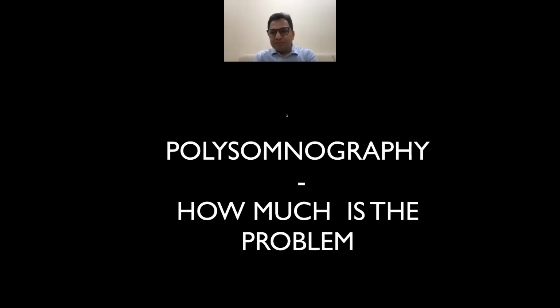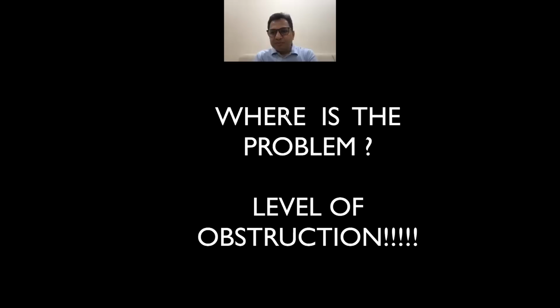So polysomnography tells you how much is the problem, but we need to know where is the problem. Is the problem in the nose? Is the problem in the velum? Is the problem in the oropharynx, tongue, epiglottis? So we need to know the level of obstruction or levels of obstruction, because many times there are multi-level obstructions. So what are the levels of obstruction? That we need to know exactly when we want to do surgery on the patient.